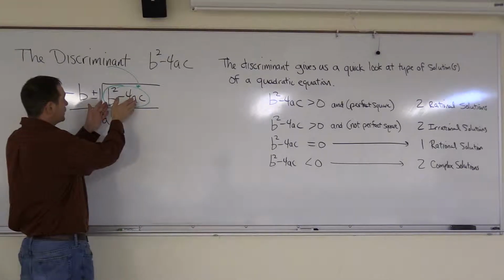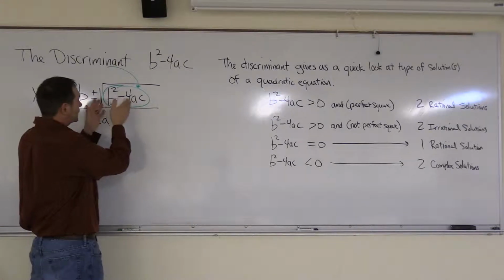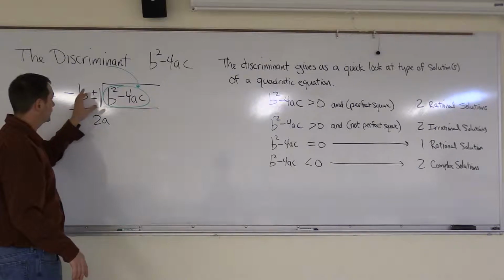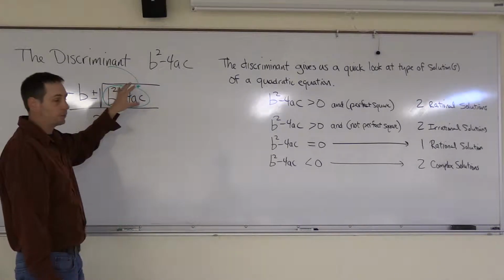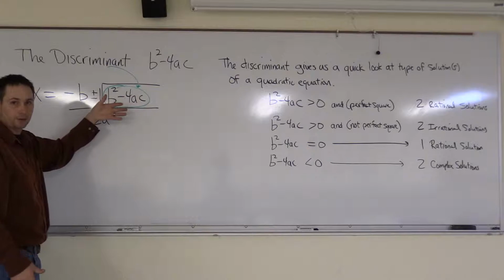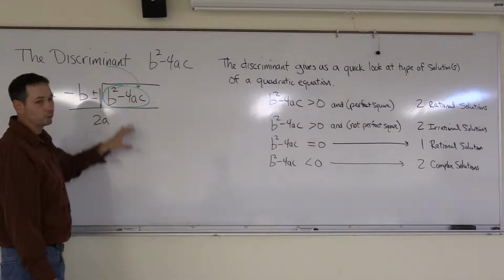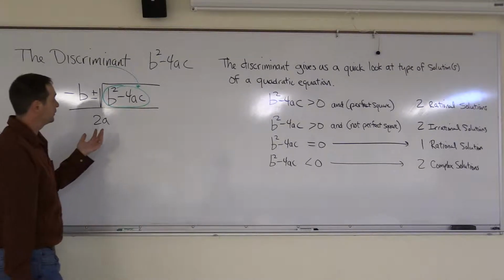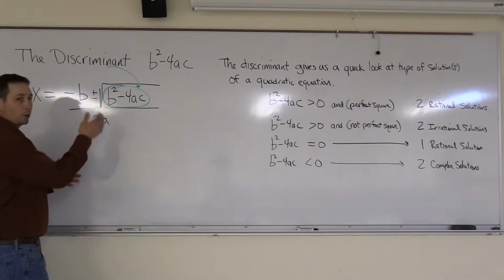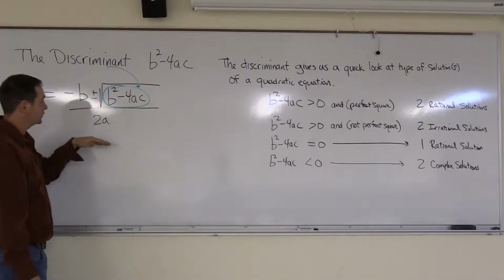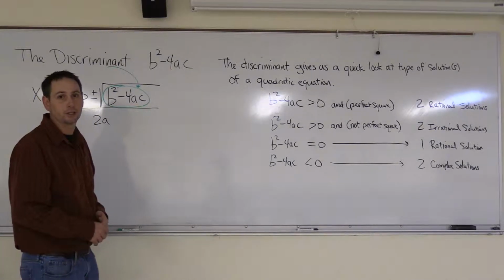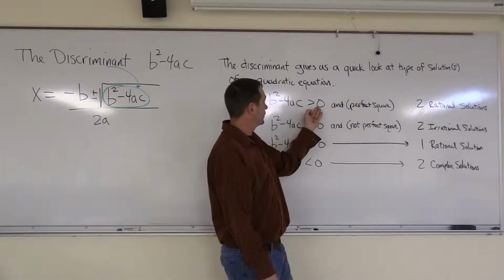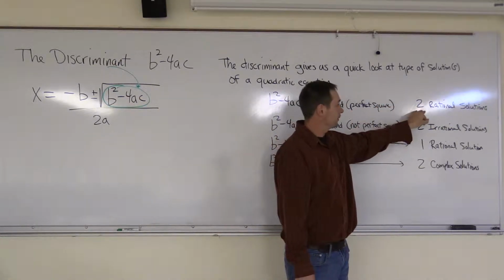And if I know that that thing is a positive number, then I know I have two solutions guaranteed, because I'm adding or subtracting some positive real number, so there's no negative underneath the root. So I know that there's going to be two real number solutions. In particular, if it's a perfect square, the root goes away, so we end up with two rational solutions. So anytime the discriminant is greater than 0 and a perfect square, it ends up being two rational solutions.